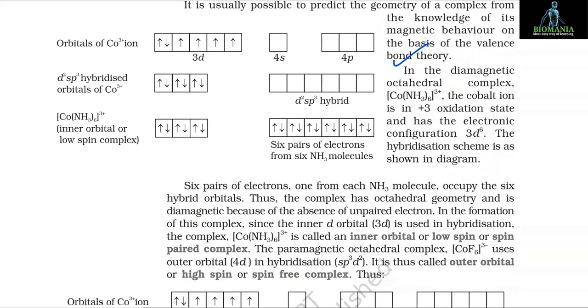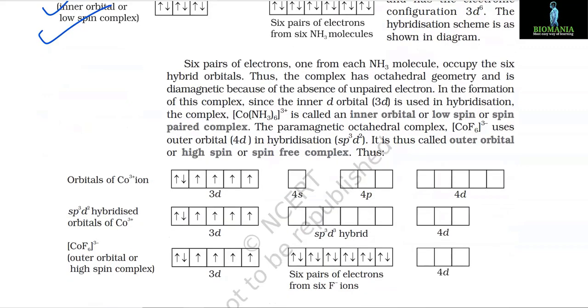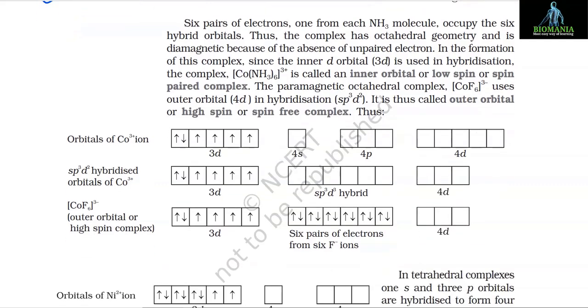In the diamagnetic octahedral complex, the cobalt ion is in +3 oxidation state and has the electronic configuration 3d6. The hybridization scheme is as shown in the diagram. Six pairs of electrons, one from each NH3 molecule, occupy the six hybrid orbitals. Thus, the complex has octahedral geometry and is diamagnetic because of the absence of an unpaired electron. In the formation of this complex, since the inner d orbital, that is 3d, is used in hybridization, the complex [Co(NH3)6]3+ is called an inner orbital or low spin or spin paired complex.